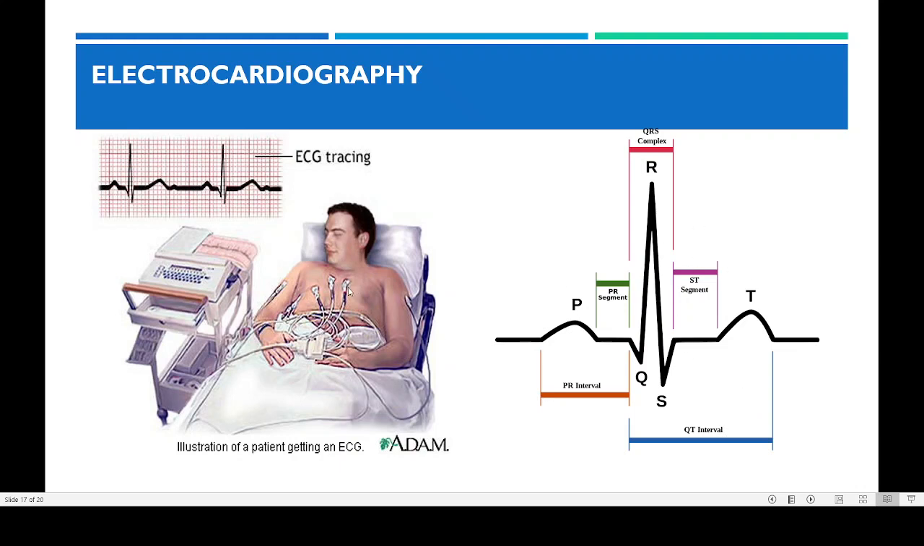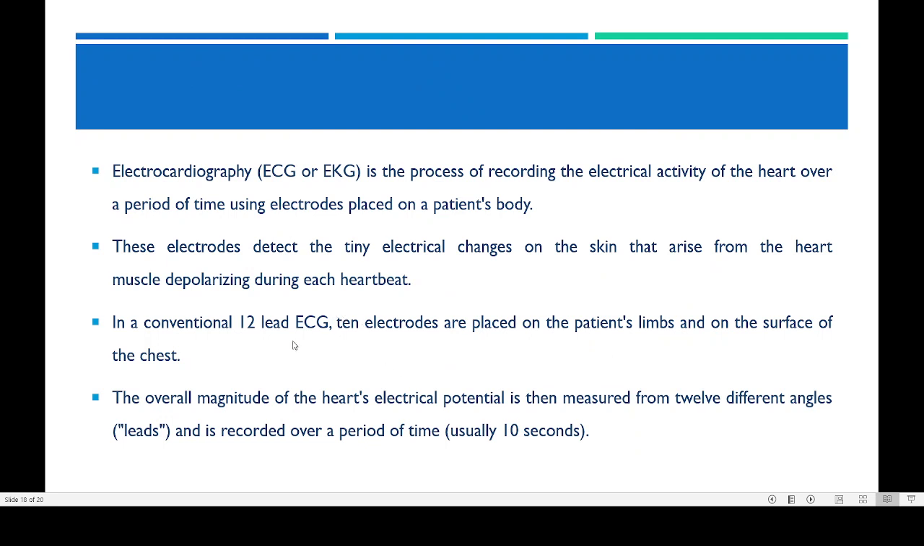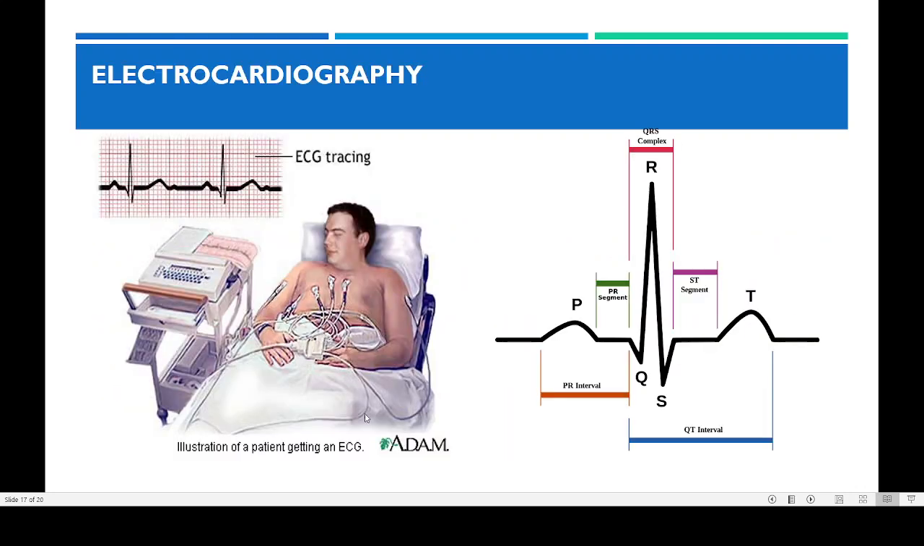Here you can see that they have placed so many electrodes on the body of the patient, around 12 electrodes. In a conventional 12-lead ECG, 10 electrodes are placed on the limbs and on the surface of the chest. Here you can see that. So around 10 electrodes will be placed on different parts of your body, some on your chest, some on your hand, and some on your leg.